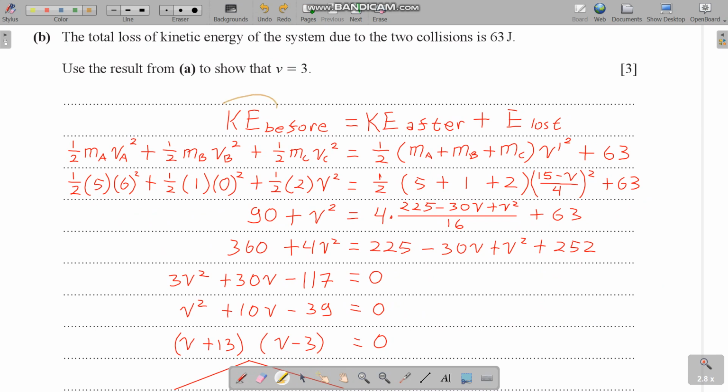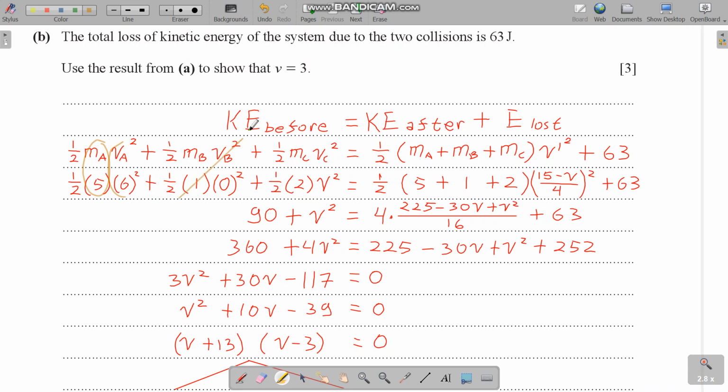Now use kinetic energy, and total loss of kinetic energy 63. The kinetic energy before is equal to after plus energy lost, because some kinetic energy is converted to heat and sound energy during the collision. Kinetic energy is 1/2 mv squared. Plug in the mass and the velocity. The velocity is 0 here, so this is just 0. And the mass of C, velocity of C, we don't know yet, so we just call it v. We don't need the plus minus because it is squared anyway, and kinetic energy is scalar, so it's always positive. For after the collision, we combine the masses because they stick together, and the velocity is given before, 15 minus v over 4.